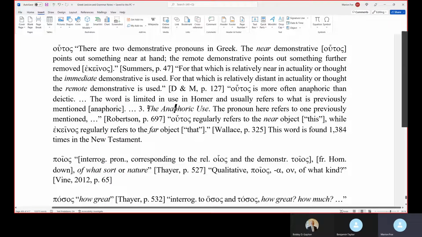He kind of defines it from the context here. You look at it: anaphoric use. The pronoun here refers to one previously mentioned. That's what it means by anaphoric, something previously mentioned. And so these pronouns take their antecedent, which precedes them. The antecedent always precedes them, goes before.